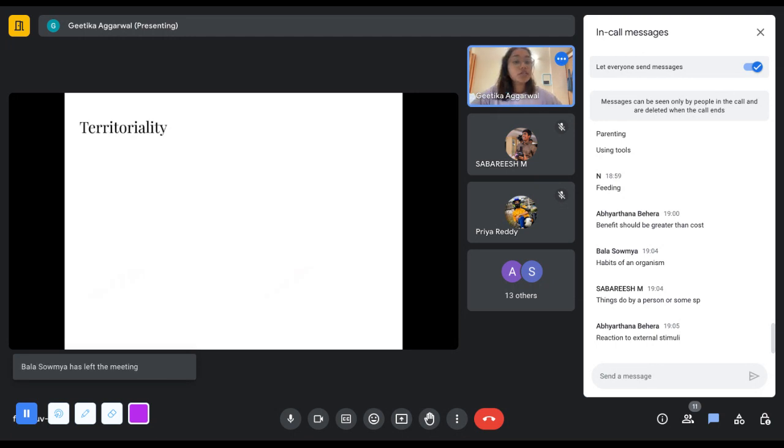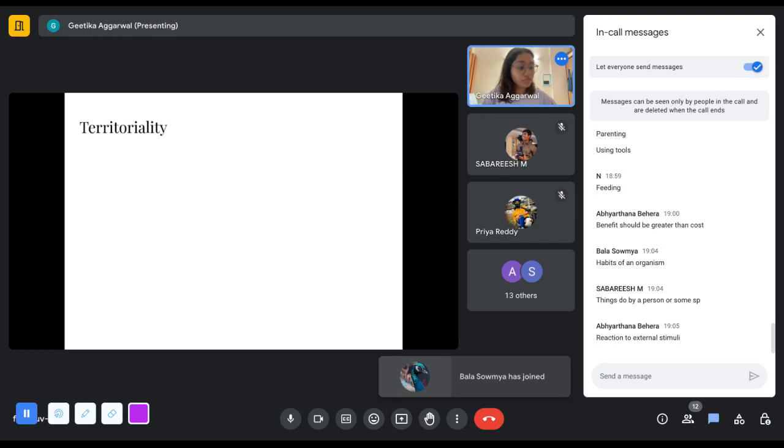Moving on. So, what is territoriality? How do you define territoriality? Is it interspecific? Is it intraspecific? Or can it be both? And what exactly happens when we're talking about territoriality?